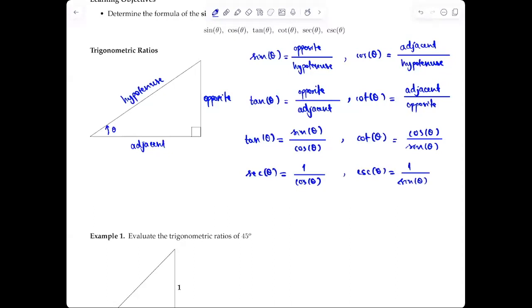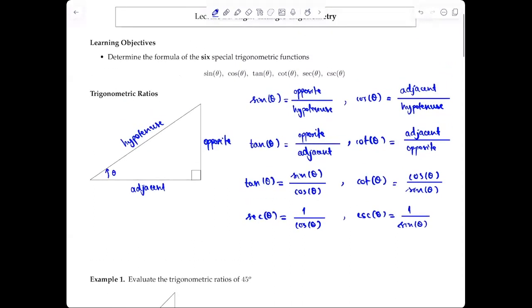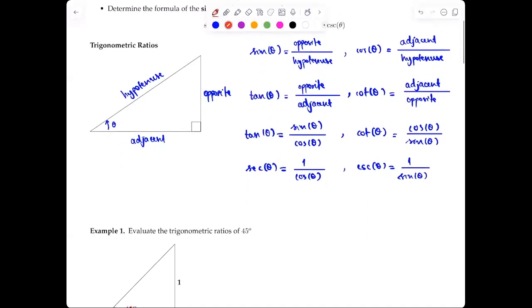All right, so to memorize these trigonometry ratios, usually just the first three are important and widely used. There's a phrase, I think some of you can help me with this, called SOHCAHTOA. It helps you to memorize these trigonometry ratios.